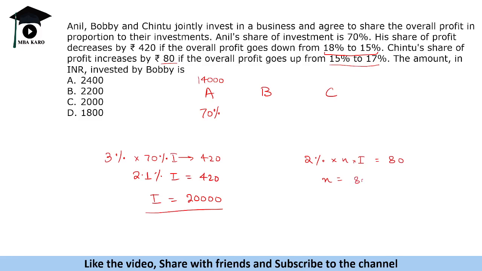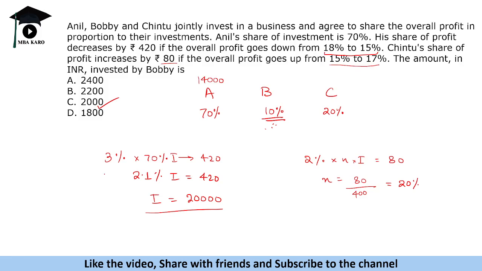Okay, so 80 by 4,000. 2% of, sorry, 400, right? 1% will be 200. 2% of 20,000 is 400. So n is 80 by 400, that is 20%. So his contribution is 20%. Okay, so his contribution is 20%. That means B's contribution will be 10%. So 10% of 20,000. So his contribution is 2,000 rupees.